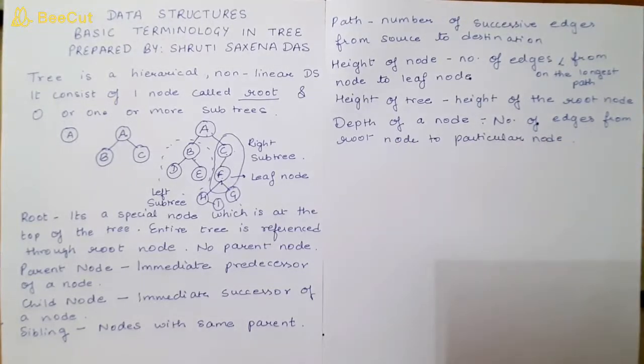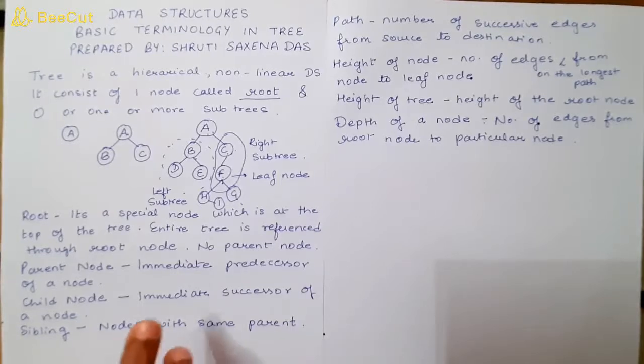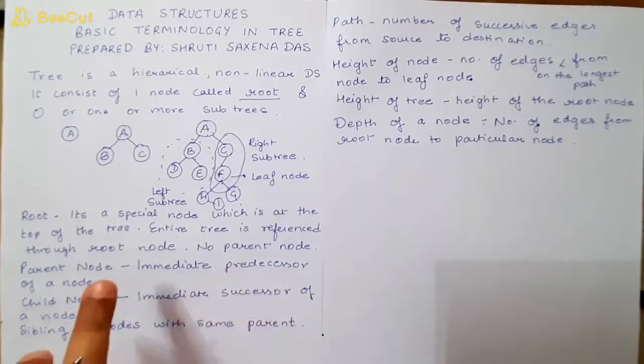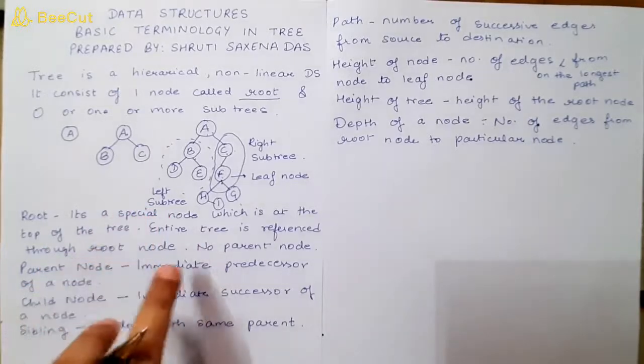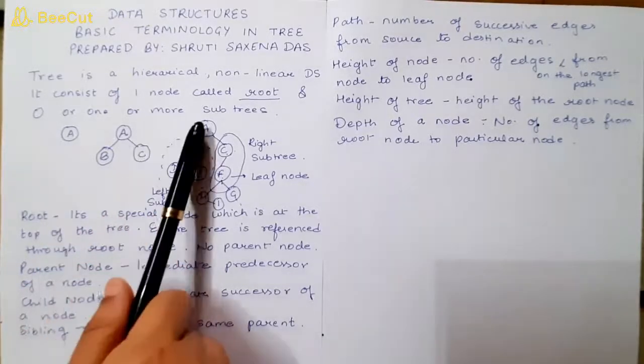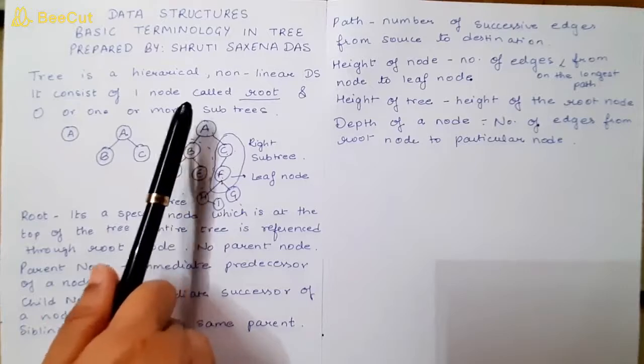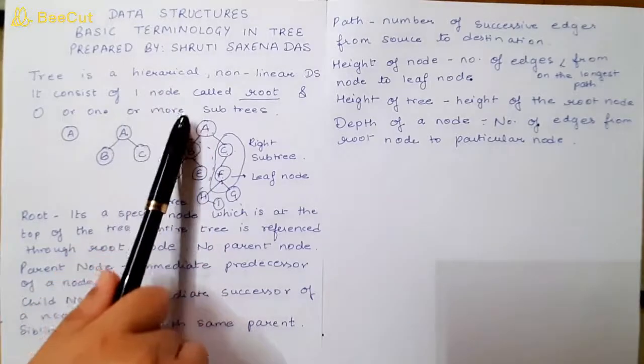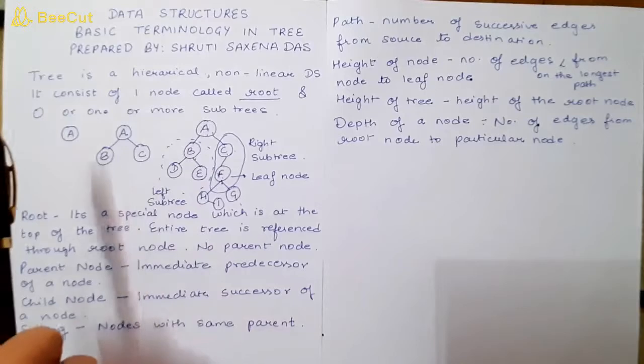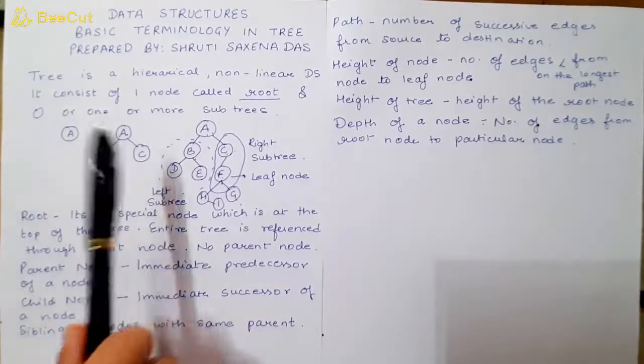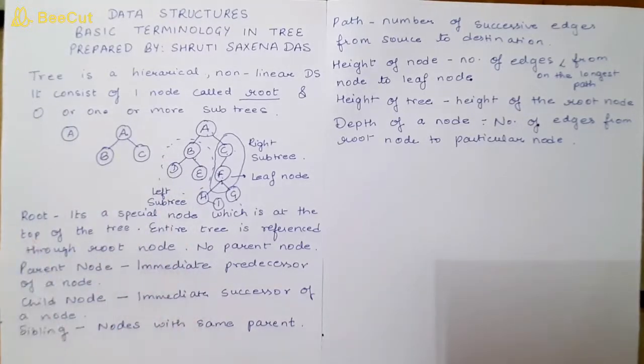And what will be the depth of the root node? As we have discussed, depth means you have to check from the root to that particular node. So if you are checking for the root node, then there is no path from root to root. There is no self loop in case of trees. So here the depth for the root node will be 0.